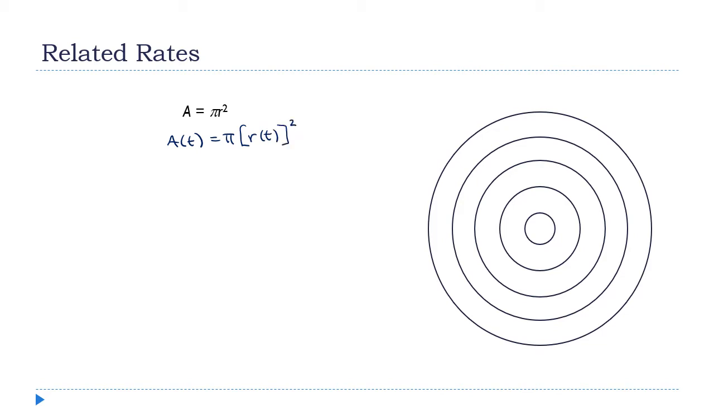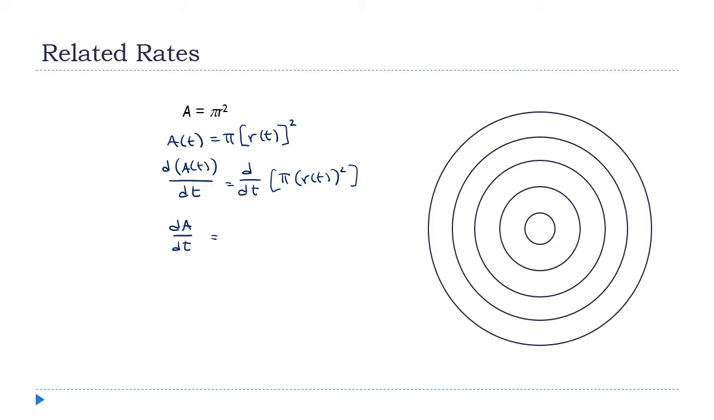And what I'm going to do is differentiate both sides of this equation with respect to time. So the left side is d A of t dt, equals d dt of this somewhat complicated expression, pi r of t squared. Well, the left side is just dA dt. And that's great, because that's what I was looking for: the rate of change of the area with respect to time.